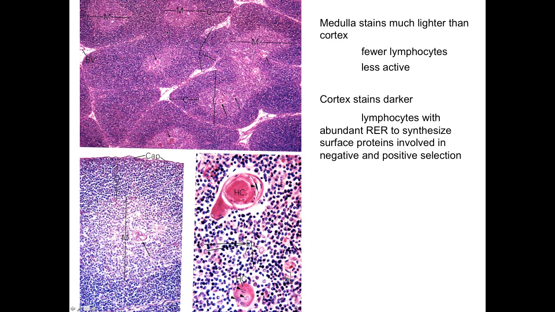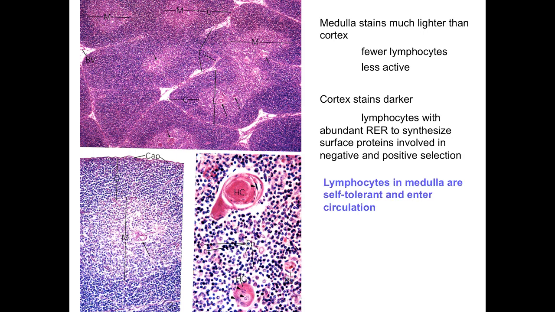Here are some histological views of the thymus. The cortex stains darker because there are large numbers of T cells in the cortex undergoing maturation. You might imagine these lymphocytes have abundant rough ER to synthesize the cell surface proteins on the T cells that are involved in both positive and negative selection. Here, just a little bit higher power view showing the cortex and the medulla, and a very high power view showing these Hassall's corpuscles. The lymphocytes in the medulla are self-tolerant, and those are the ones that will finally enter the general circulation.